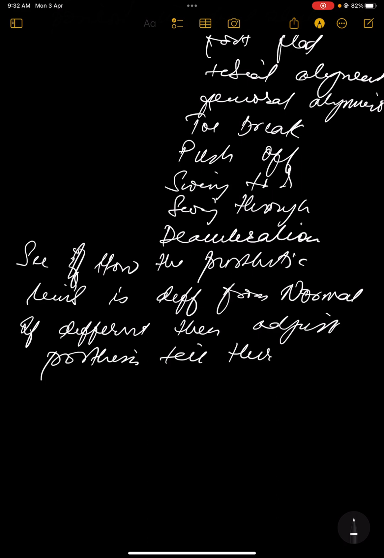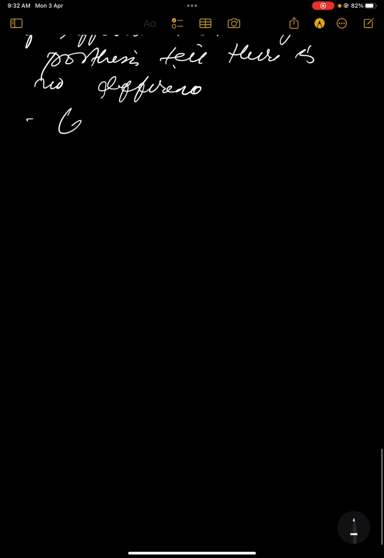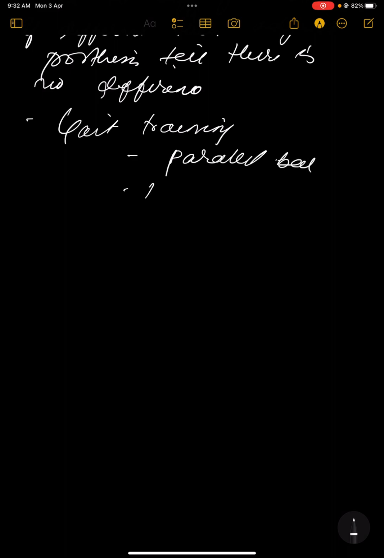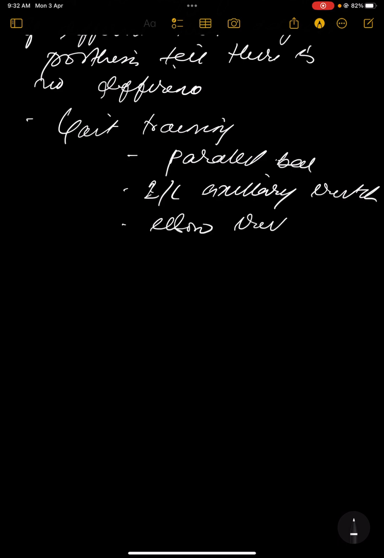Then you gait train the patient, first on parallel bars, then on bilateral axillary crutches, then on elbow crutches, then on 2 walking sticks, then on 1 walking stick, and then without walking stick.